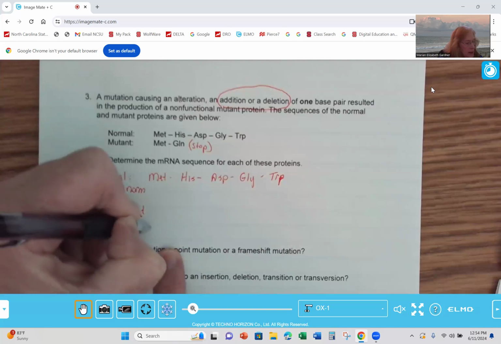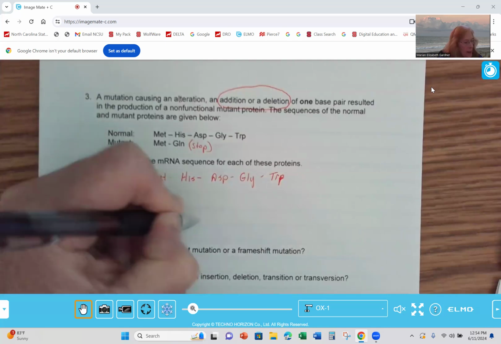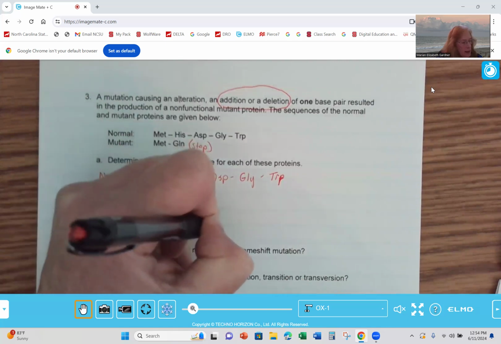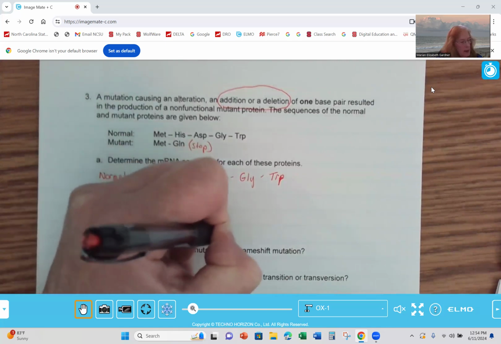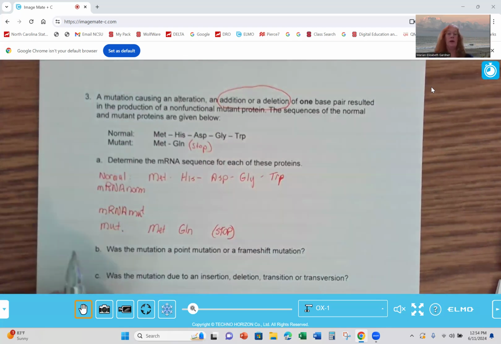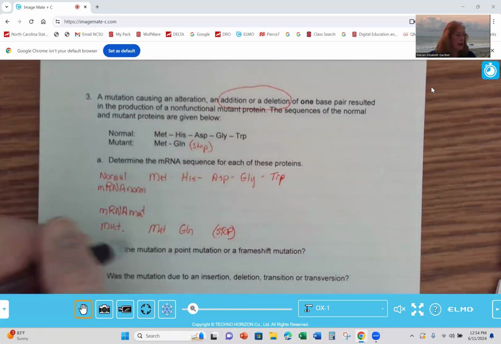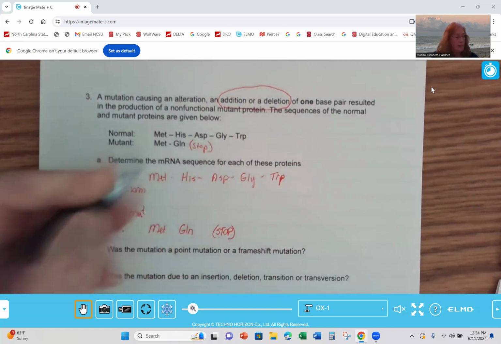So let's see, methionine, GLN for glutamine, and then we know that next had to be a stop codon. And I'm putting that in, even though it's not an amino acid, to remind me to write the stop codons down when I write out the RNA sequences.